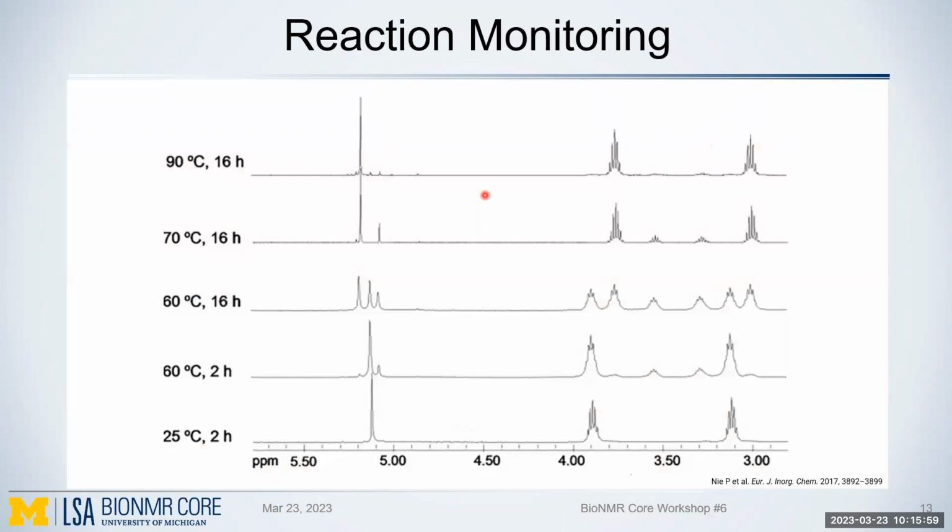And VT NMR can be used for reaction monitoring. This is a very straightforward example: you put your reactants in the NMR tube and record the 1D spectrum of the reactants. Then as you increase the temperature, you can monitor the changes of the 1D spectrum, and that will tell you if you get the product or not. In this example, as we increase the temperature, we can see that the products slowly appear, and then you can select the most appropriate temperature for the reaction.